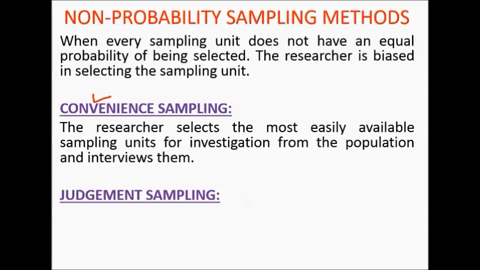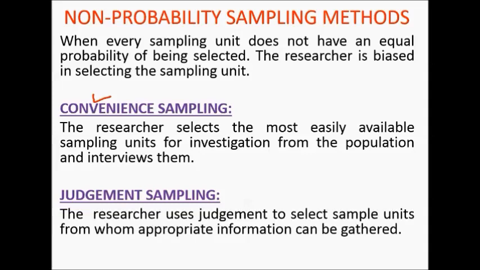Next one is judgment sampling. The researcher uses judgment, meaning past experiences, to select sample units from whom appropriate information can be gathered. So as per the researcher's judgment, if any strong candidate is disqualified, then this may lead to sampling error. So being judgmental is also sometimes biasing.